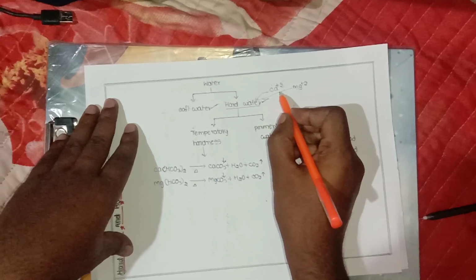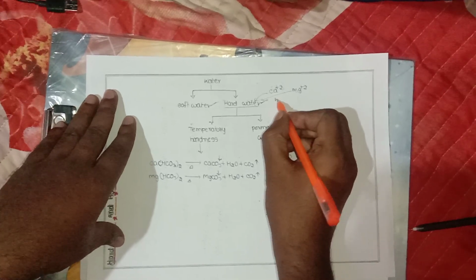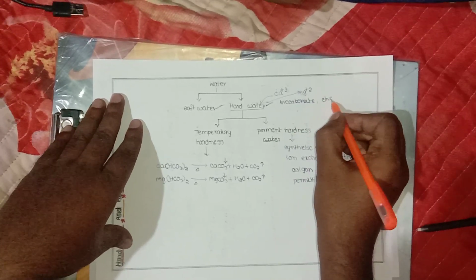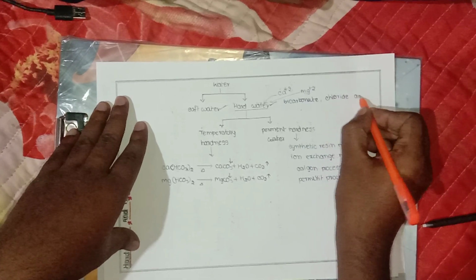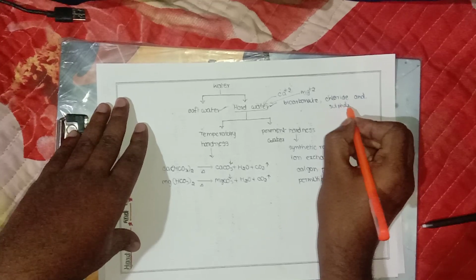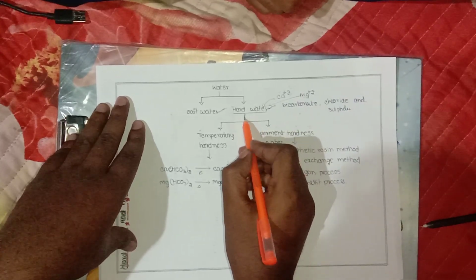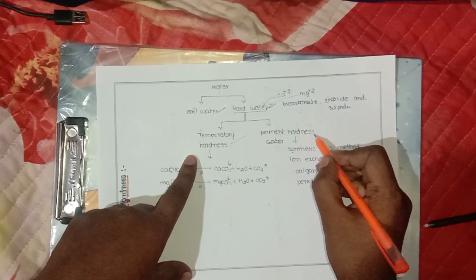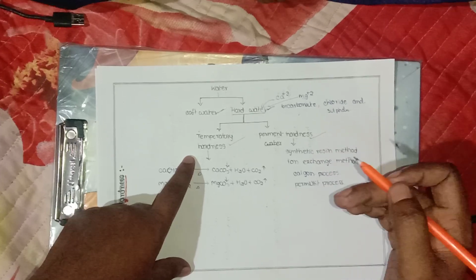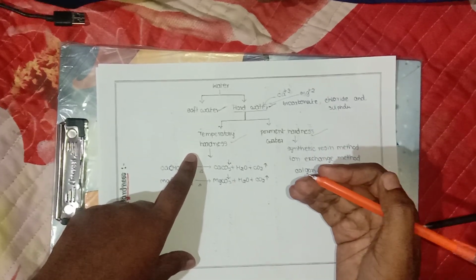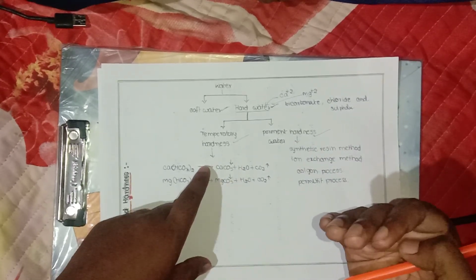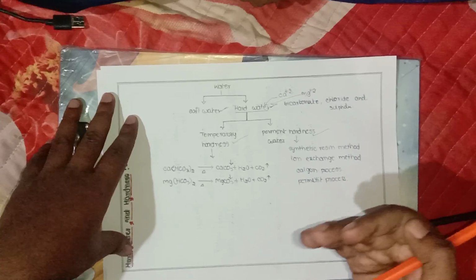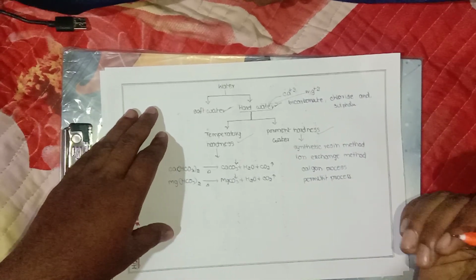And how they exist in that water is in the bicarbonate form, bicarbonates, chlorides and sulfates. Hard water can also be categorized into two types. First one is temporary hardness and second one is permanent hardness. And we have some removal methods of hard water, means by using some experiments or methods we can convert it into soft water. Those experiments and methods are called softening methods of hard water.